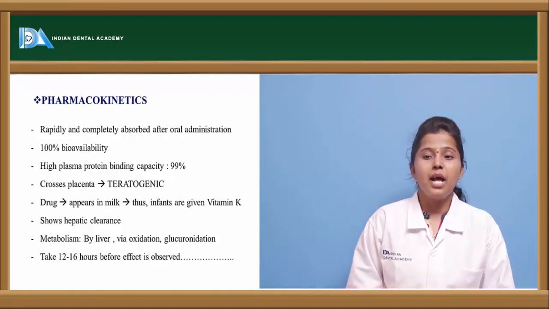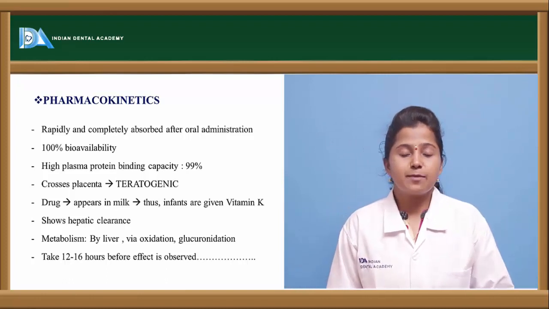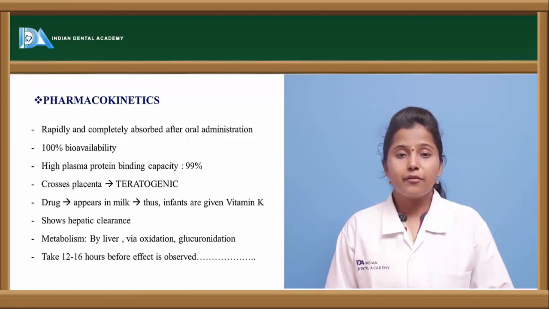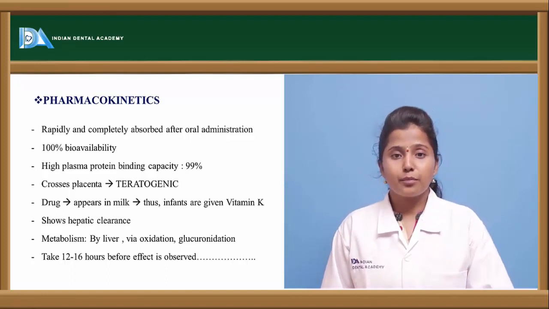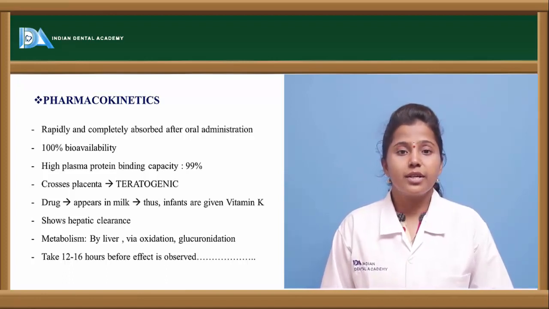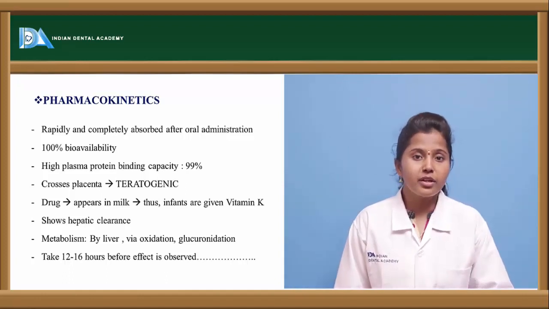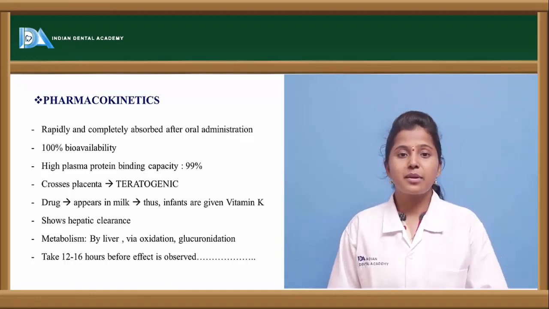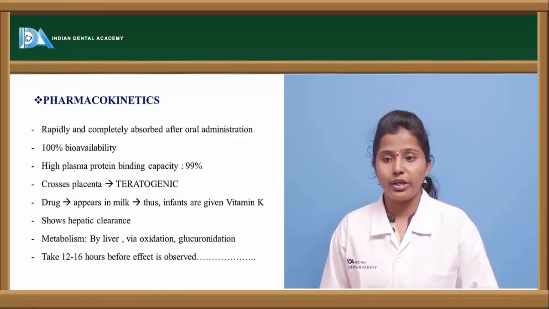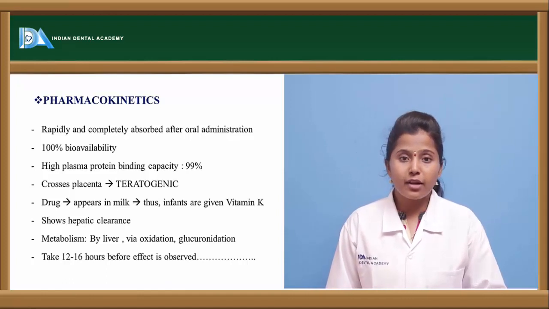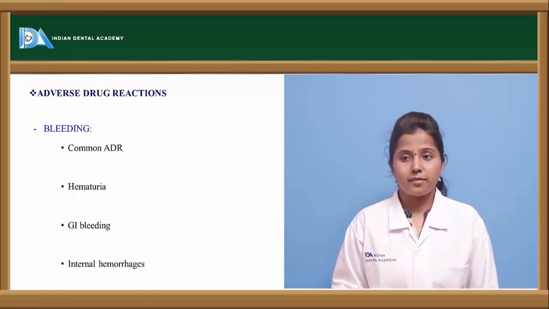And metabolism. There are various metabolism processes which take place in the liver for a drug to get metabolized. A few of the processes include oxidation, reduction, glucuronidation, etc. So warfarin, when taken orally, is metabolized in the liver by oxidation and glucuronidation, and it is usually taken every 12 to 16 hours before the effect is observed.